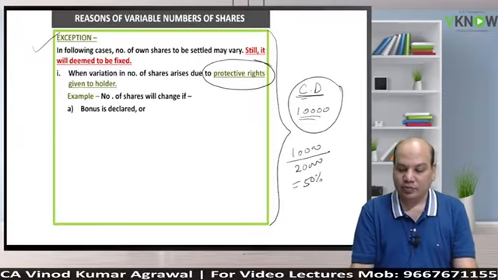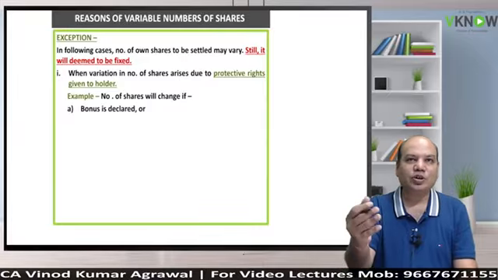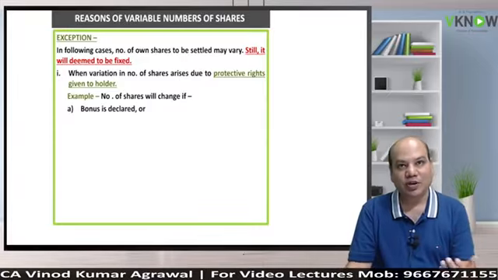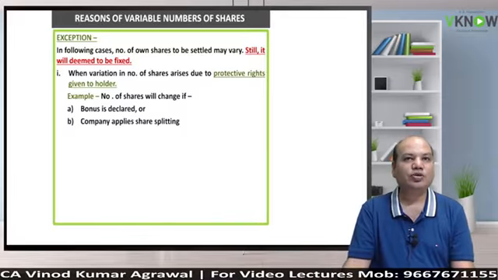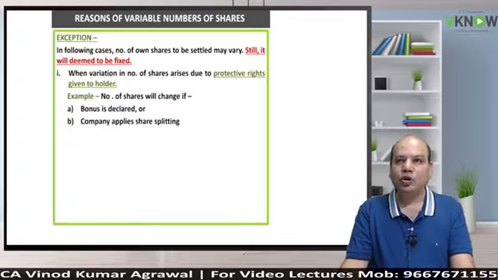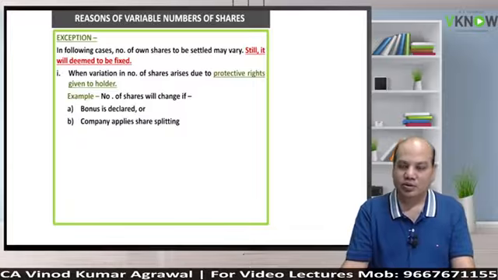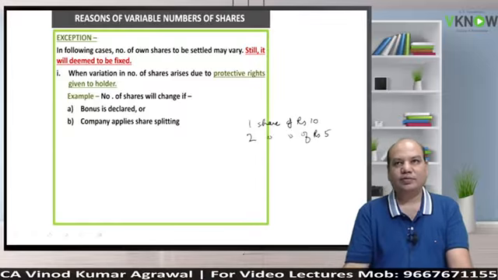Like this example, a debenture holder will also get bonus shares if bonus shares are issued to equity shareholders. So his share can vary, but it is a protective right. Then stock split. What is a stock split? A share of higher face value is broken into shares of lower face value. One share of rupees 10 is converted into two shares of rupees 5. That is called a share split.